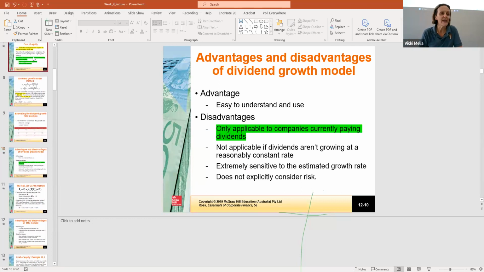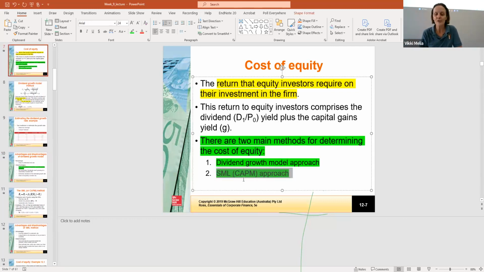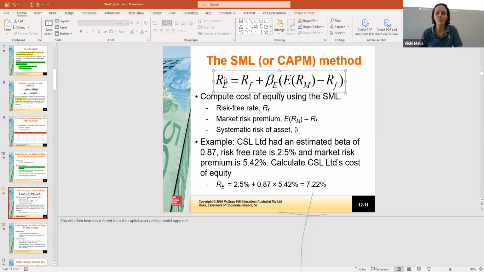So the other way of determining the cost of equity or the shareholders' required rate of return is using the capital asset pricing model, which we just had a look at. Using the capital asset pricing model, we start with that equation. The equation says the expected return is equal to the risk-free rate plus beta. What does beta measure? Systematic risk multiplied by the market risk premium.